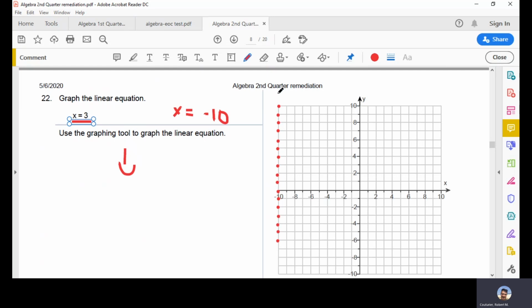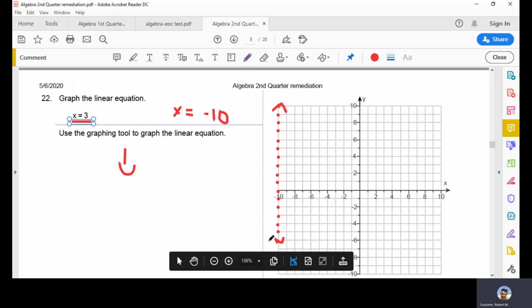It would, if you drew a vertical line over this, which is exactly what you end up doing anyways by graphing it. This is not a function. That's why we have a weird undefined slope. It's not a function. There's not a constant rate of change here. Every single x-coordinate is stacked on top of each other.